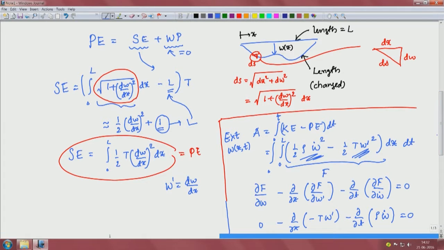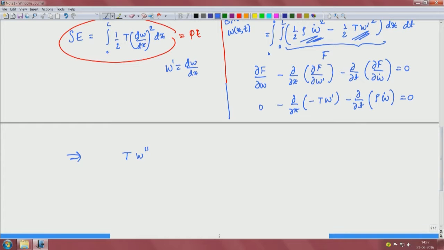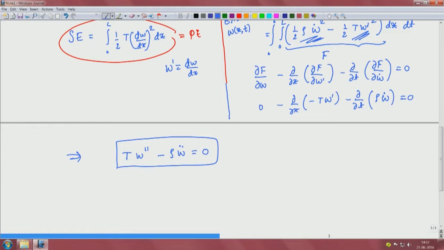We had strain energy that we have written, the T times the change in length, that is our strain energy. So we have potential energy there with a minus; seems fine. So T w double prime, and then minus rho w dot dot equal to 0. That is what we get: T w double prime minus rho w double dot equal to 0. So this is our governing equation.